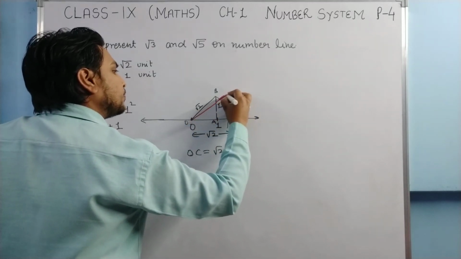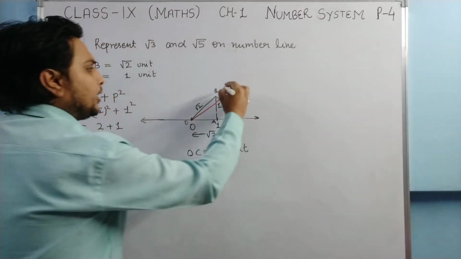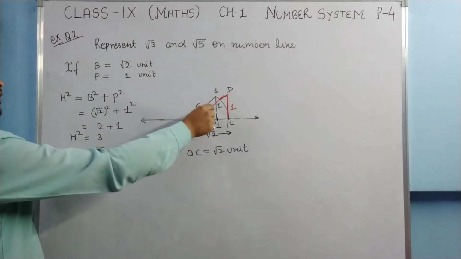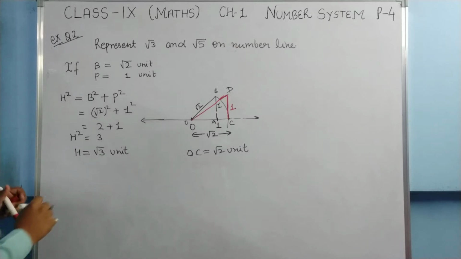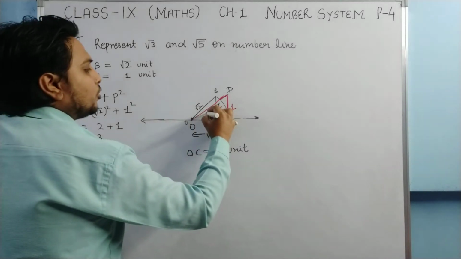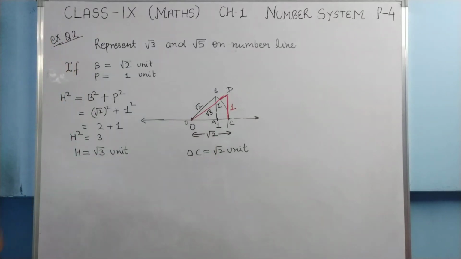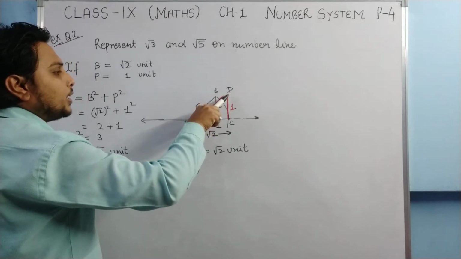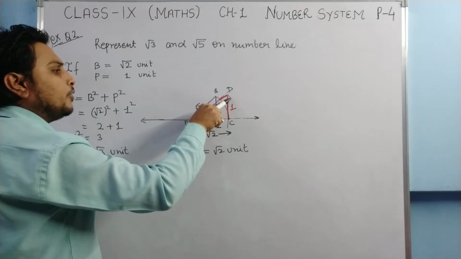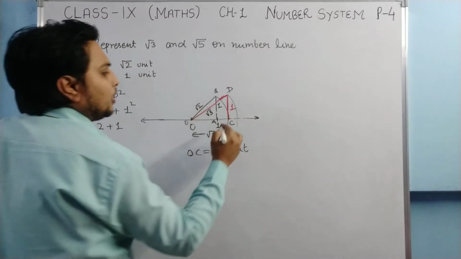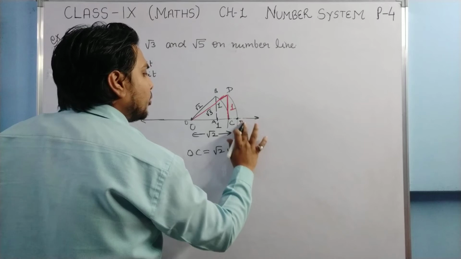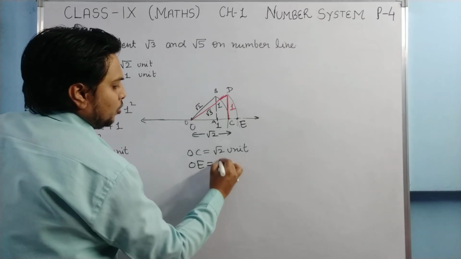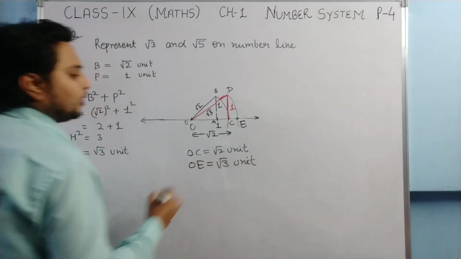If we join base under root 2 and perpendicular 1, if we join this point to this point, suppose it is point D. So this OD is hypotenuse, which will show under root 3 unit. Now what should we do? By taking the radius OD in the compass, we will cut an arc on number line, and hence we will get another point, suppose it is E. So from O to E, it is under root 3 unit.